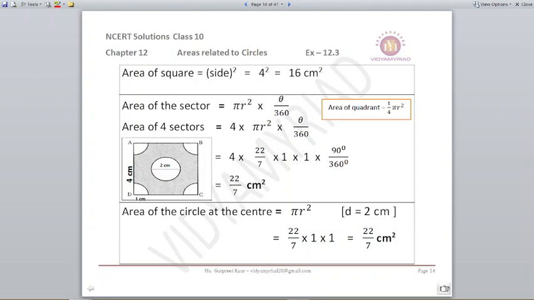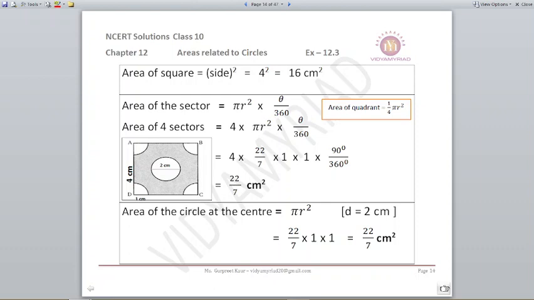For the area of the sector, we know the formula, pi r square into theta upon 360. How many quadrants are given to us? There are 4 quadrants, so that is 4 into pi r square into theta upon 360. That gives us 22 upon 7 centimeters square. Similarly, we will find the area of the center circle, that is pi r square, where the diameter is given to us as 2 centimeters. So the diameter is 2, so the radius will become 1. So 22 upon 7 into 1 into 1 comes as 22 upon 7 centimeters square.